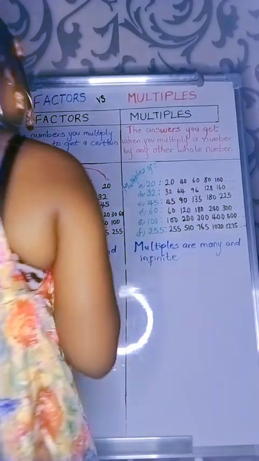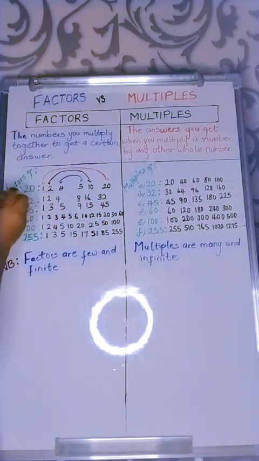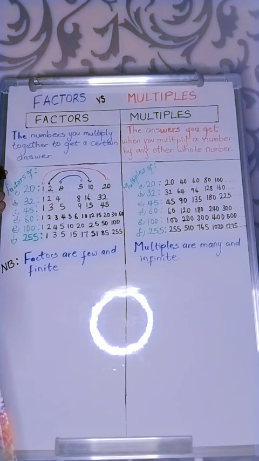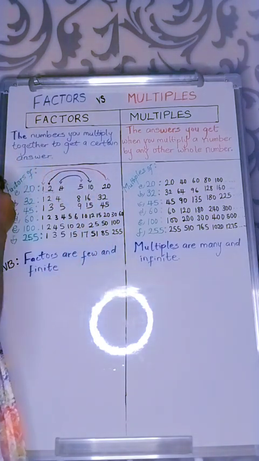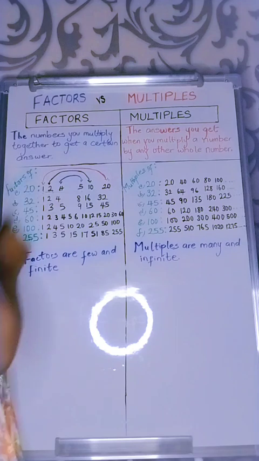Do you get? For the second example, we have 32. What is the first factor? You should know that the first factor of any number is 1. Don't forget. So you are starting from 1. 1 times 32 will give you 32.